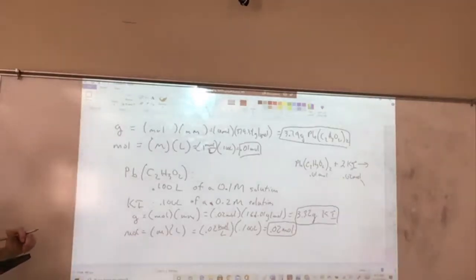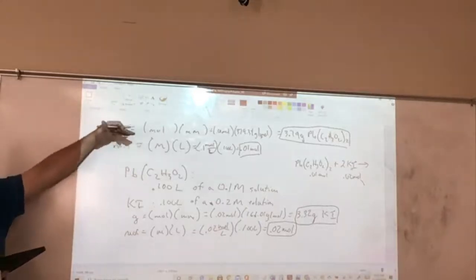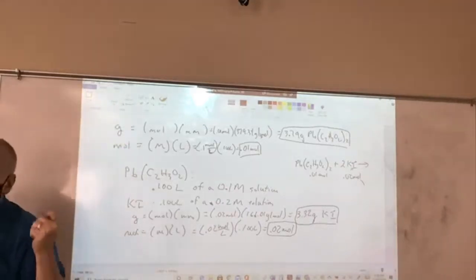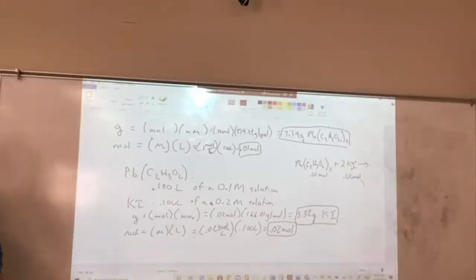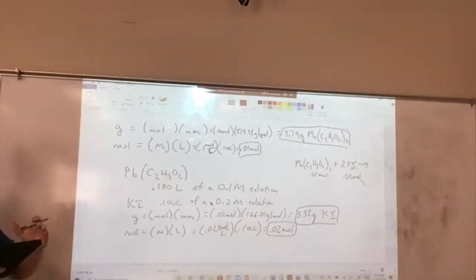Okay? So, any questions about this? Again, you only know one formula to find the number of grams. There's no thinking about it. You don't have to know a complicated way to solve this kind of problem. You only know one formula to find the number of grams.